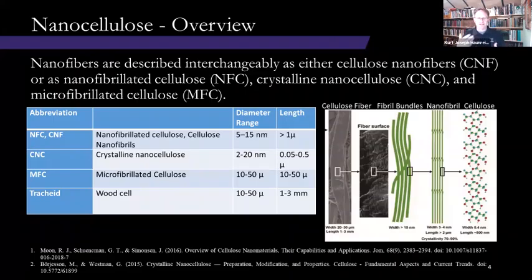I want you to get a feel for the size. So if an article that you read says, "Hey, I'm making nanofibrillated cellulose," and they're in the 10 to 50 microns, do you think they're actually making nanofibrillated cellulose? Or are they really talking about macrofibrils?